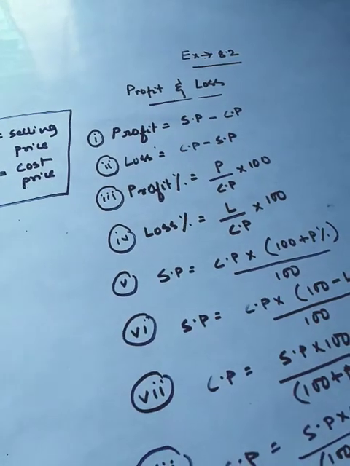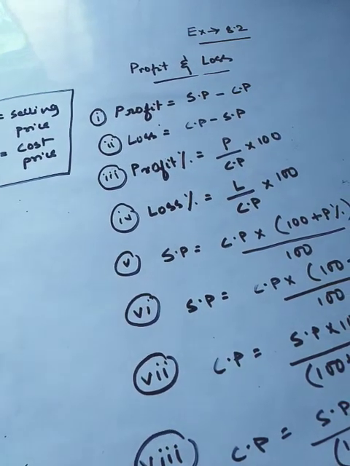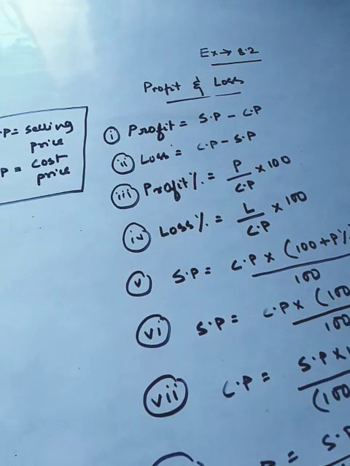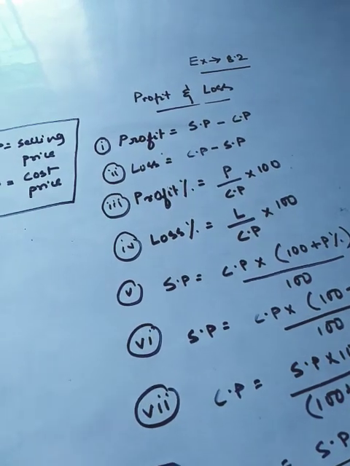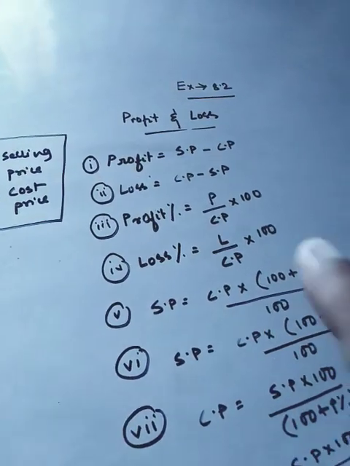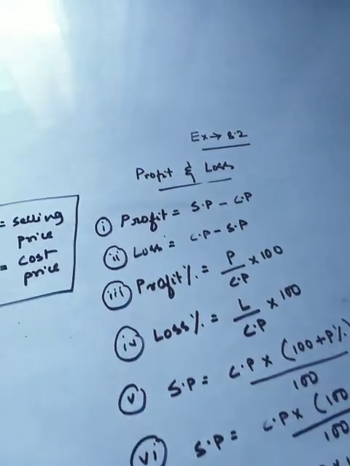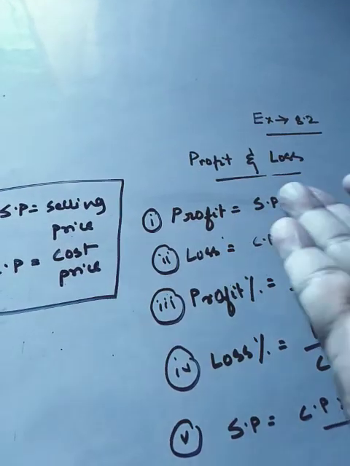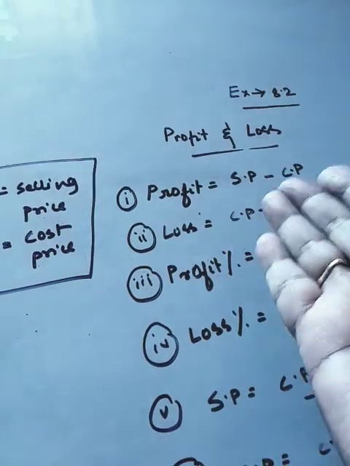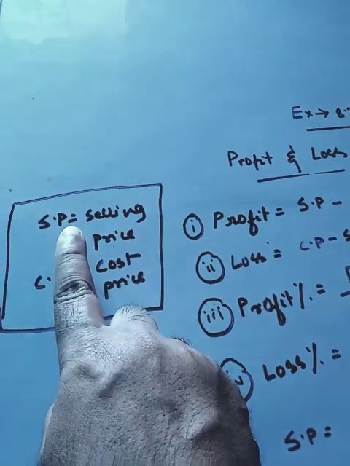Students, today we'll continue from question number 3, but before that, as from question number 3, profit and loss problem sums will start. So I believe that you should know something on profit and loss first. Now, as you know, what is profit and loss? Profit is selling price minus cost price. So I've written what is the meaning of SP.